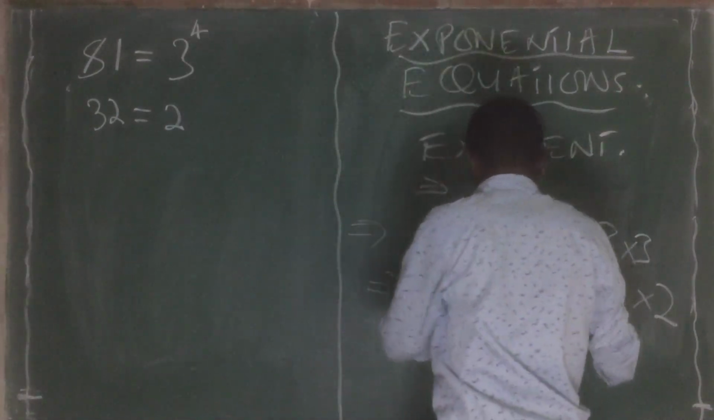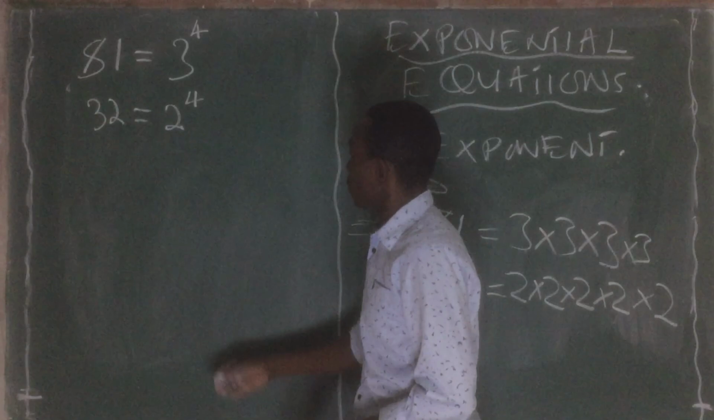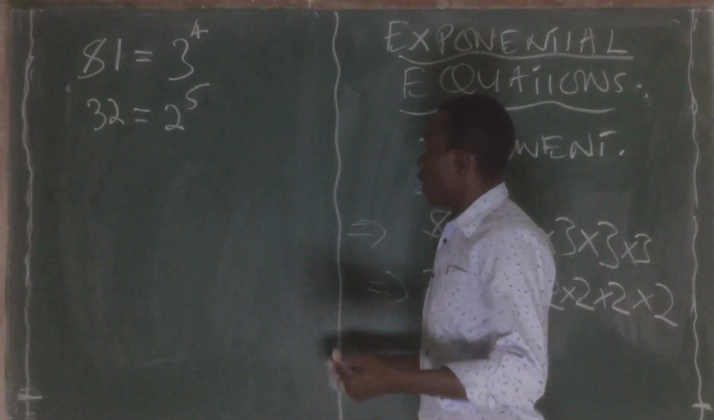Then the number of times you multiply a 2, that one is written on top like that. So in this case, you talk of 2 to the power 5. Think like that.